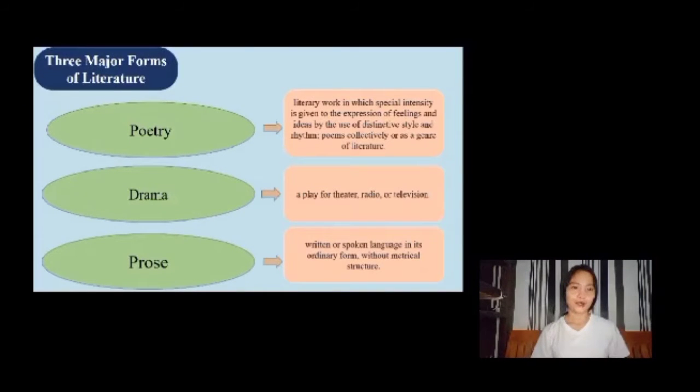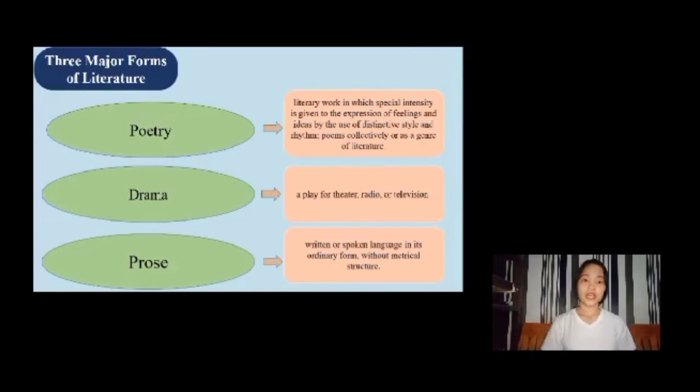Good morning, everyone. In this part of the video, we will be talking about the three major forms of literature, and these are poetry, drama, and prose. These three major forms contribute to the true essence and function of literature. So the first one is poetry.